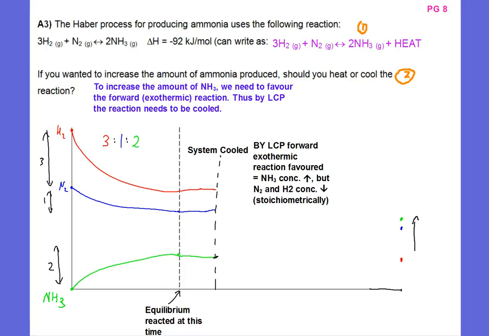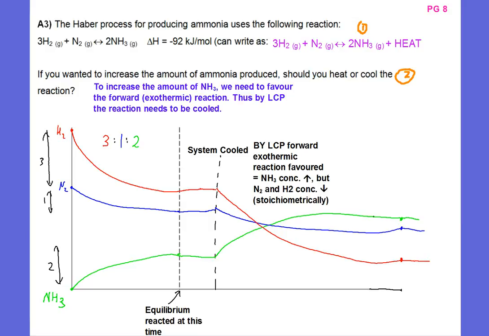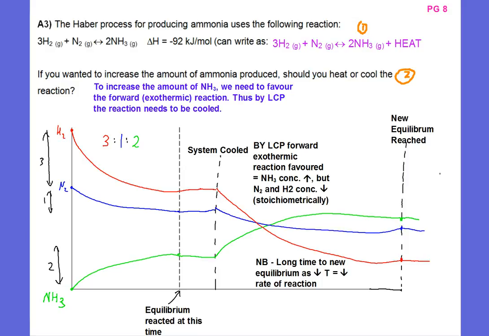Once I've got those 3 spots in, the next thing I do is start drawing the curves. There is my nitrogen, it is curved down, and that should have been a straight line, just hard to draw with the pen on the screen sometimes. Hydrogen's dropped as well to that spot there, and the ammonia's gone up to that spot there. So I can now draw in, this is my new position of equilibrium. Okay, I'm going to say new equilibrium reached.